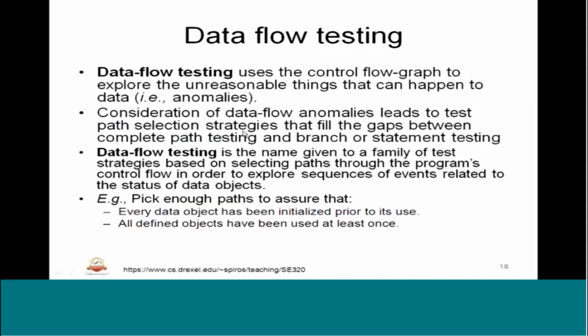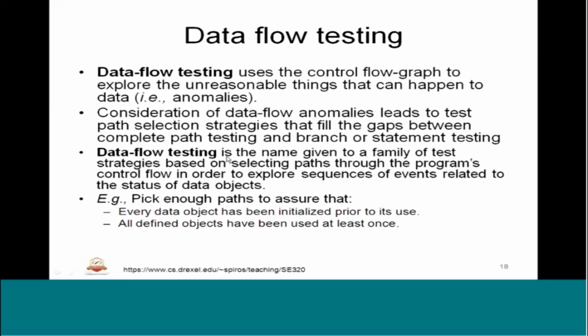Consideration of data flow anomalies leads to test path selection strategies that fill the gaps between complete path testing and branch or statement testing. That means we test using the control flow, all the statements, decisions and everything. But sometimes the flow is purely based on the data for certain cases. So there are gaps by doing that selection with the help of path testing and branch or statement testing. In that case, data flow testing is useful.